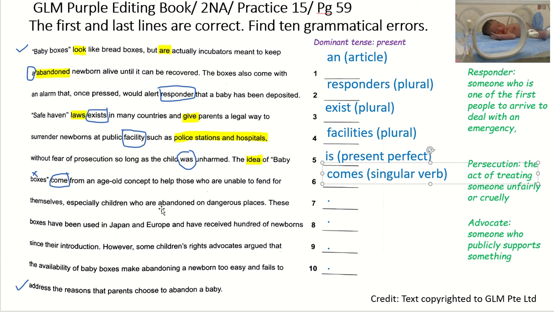Especially children who are abandoned on dangerous places. Okay, when you're describing places, it should be what? In. Okay, in the place. In the place. So "in" is for enclosed space.